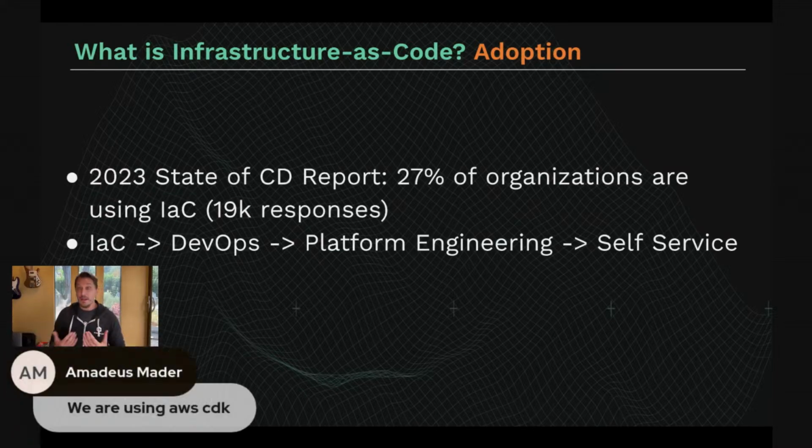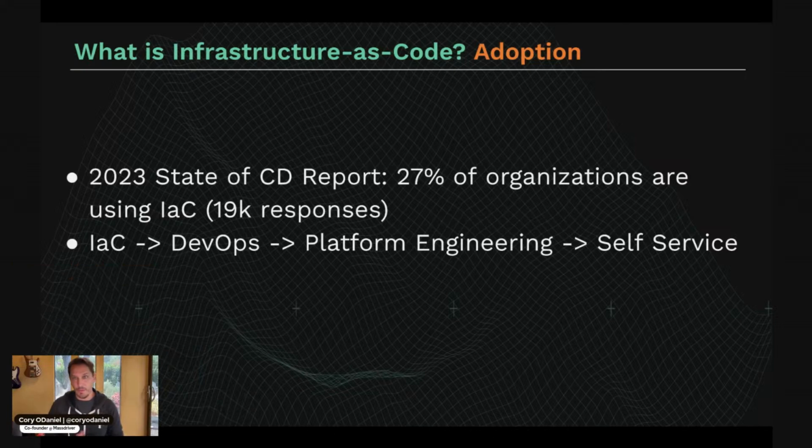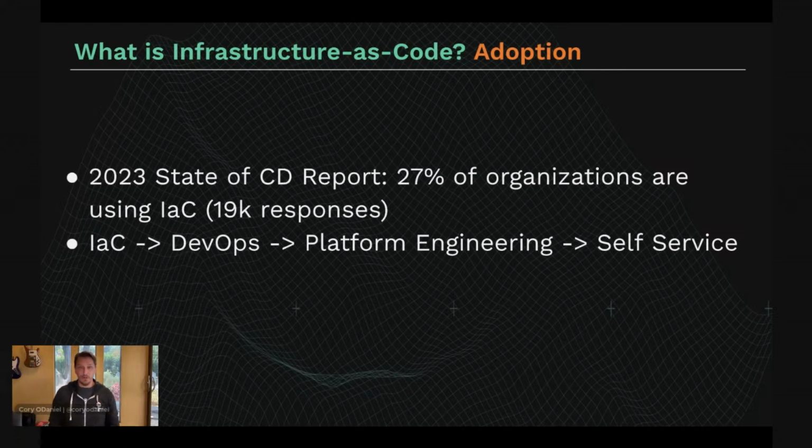So looking at adoption of IAC, this is actually very concerning to me. The State of Continuous Delivery report found that only 27% of organizations are using IAC. It's 19,000 organizations surveyed. So just barely over 1 in 4.